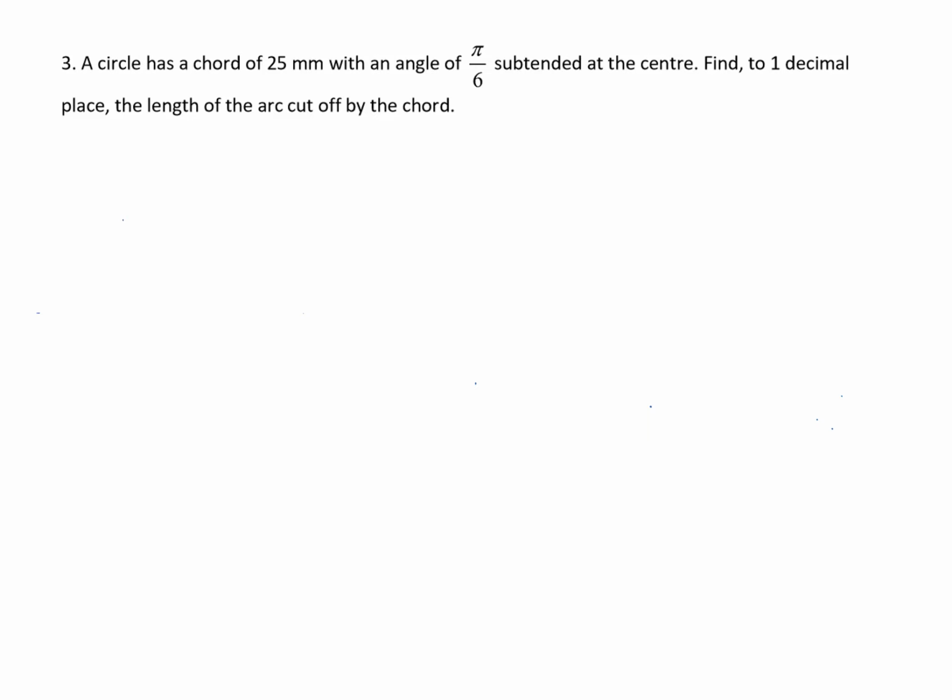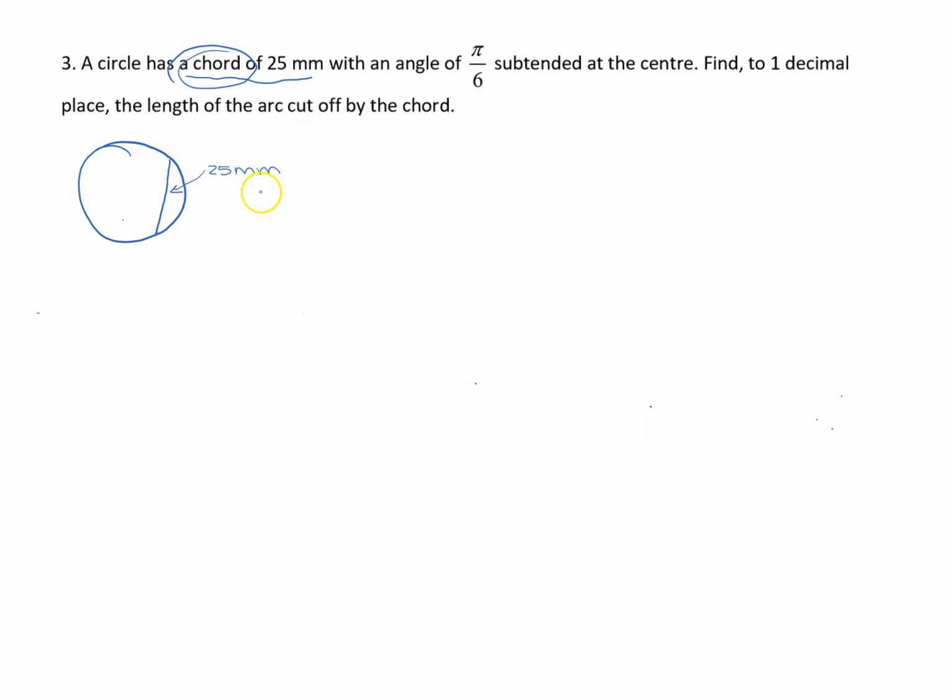Now, it says a circle has a chord of 25 millimetres. So a chord, I really have to underline that and register that this is a chord. Haven't had a question with a chord in it before. Hopefully your understanding of circles covers the concept of a chord, and a chord is a straight line joining 2 points on the circumference. And we know that that chord is 25 millimetres long.